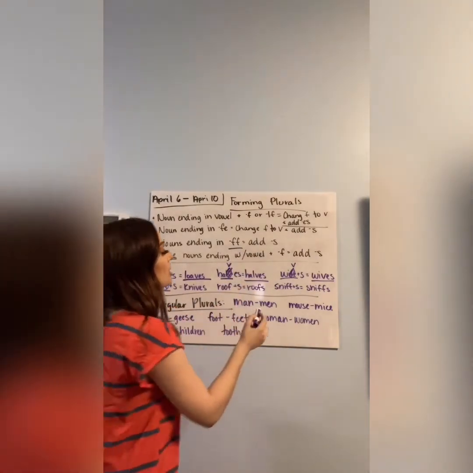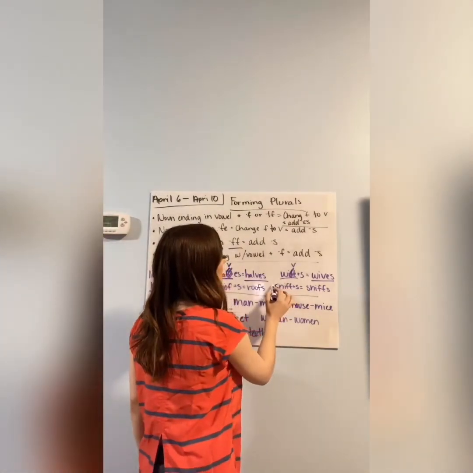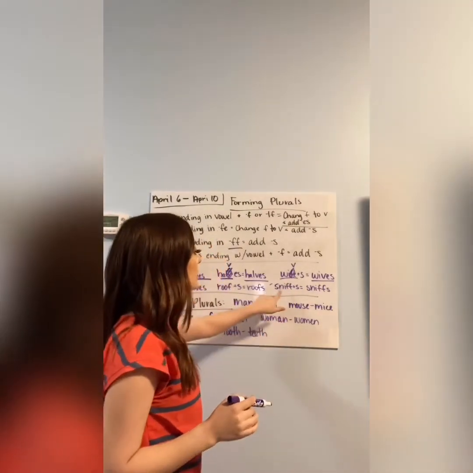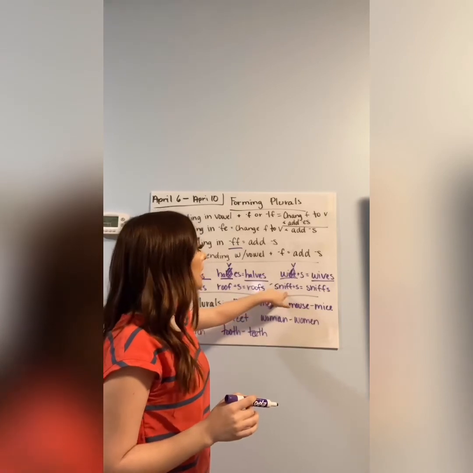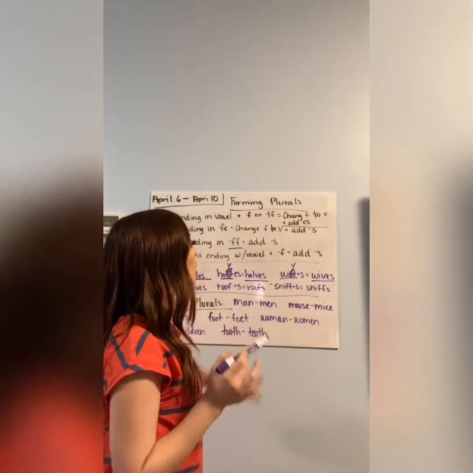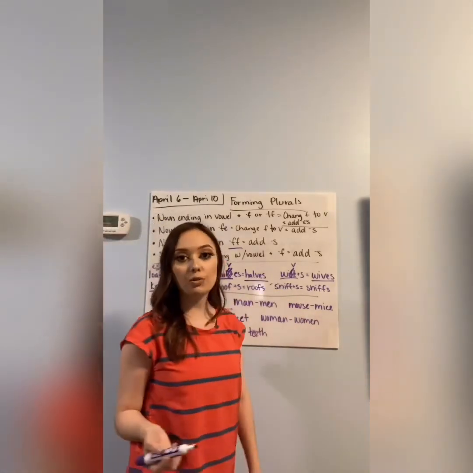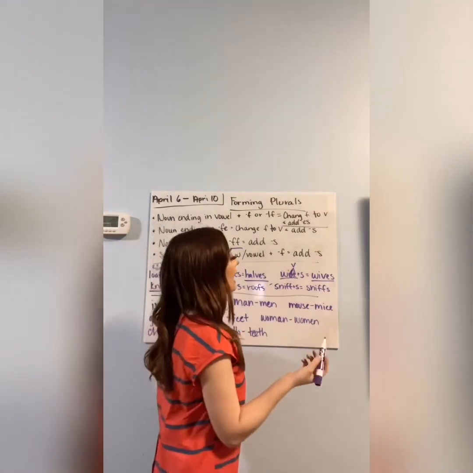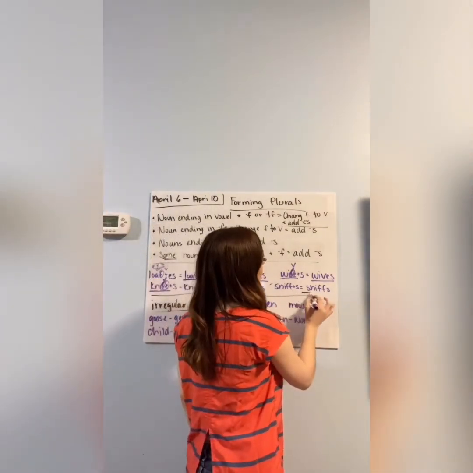Okay, then it says nouns ending in a double F, you would just add an S. So let's look at the word sniff. Let's look at our example. The word is sniff. This is our noun. It ends in a double F. So since that's the case, all we have to do for the word sniff to make it plural is add an S. So our plural word becomes sniffs, S-N-I-F-F-S.